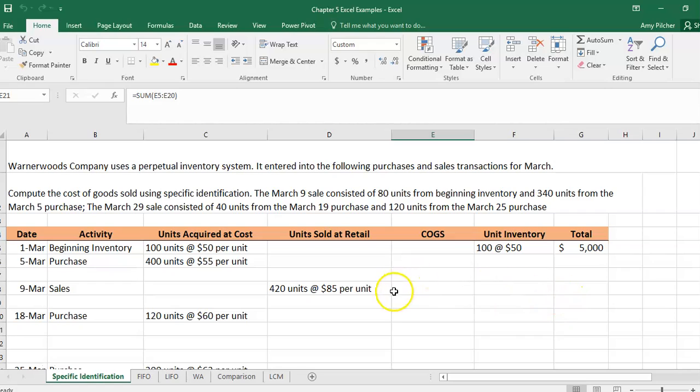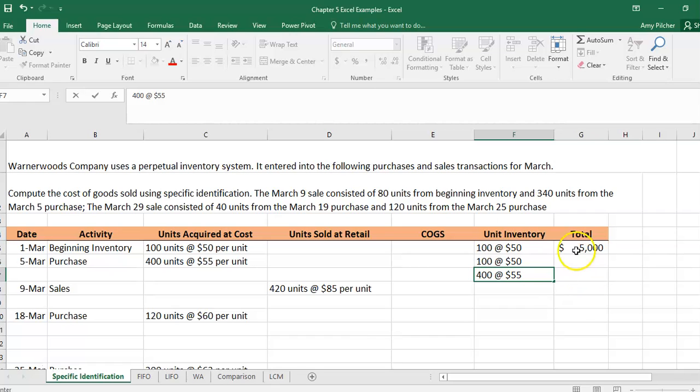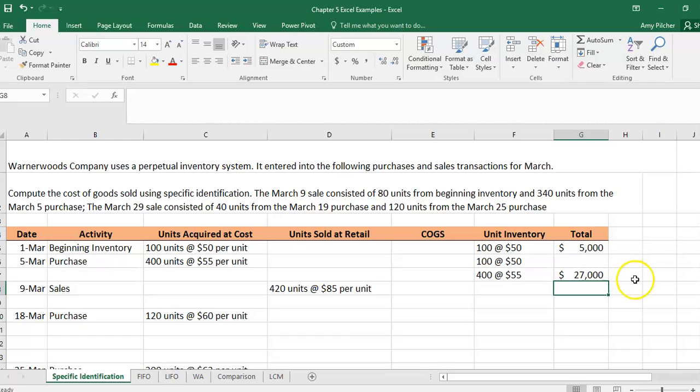We start with specific identification, which is used by businesses with very unique products, where they can tell exactly which ones are being sold and purchased because of their unique identities. So when we start looking at this example, we begin March 1st with 100 units in our beginning inventory. Then we purchase an additional 400 units. That means we have 500 units in our inventory. We have 100 that were $50 and 400 that we just purchased at a cost of $55 each. This gives us a total inventory of 100 times 50 plus 400 times 55, or $27,000.